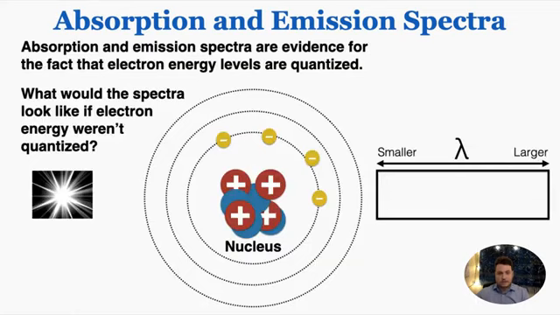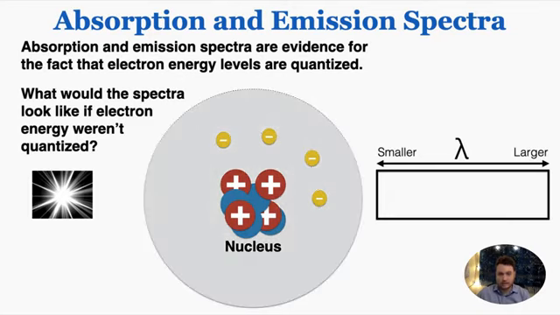This next idea is really central to the topic. This gets asked about a lot on tests. Absorption and emission spectra are evidence for the fact that electron energy levels are quantized. We can understand why by asking what the spectra would look like if electron energy were not quantized. This would mean that instead of existing at very specific energy levels, electrons could exist at any level of energy around the nucleus. It's difficult to say exactly what would happen here because we would live in a very different universe if this were true.